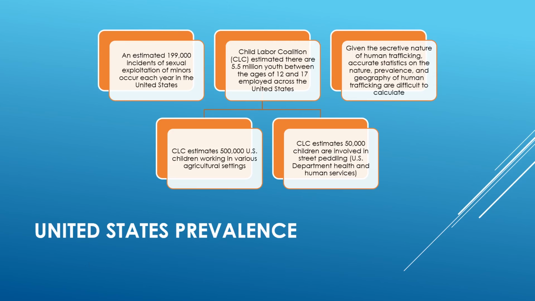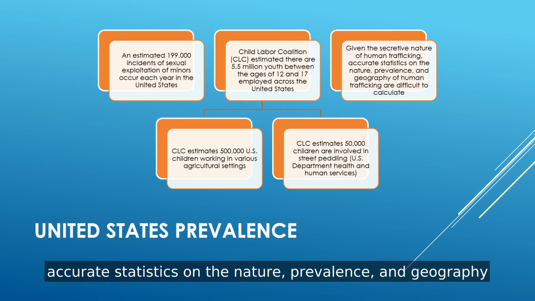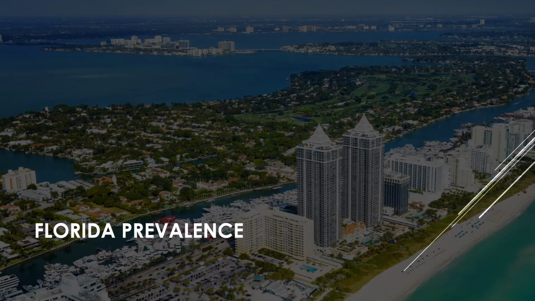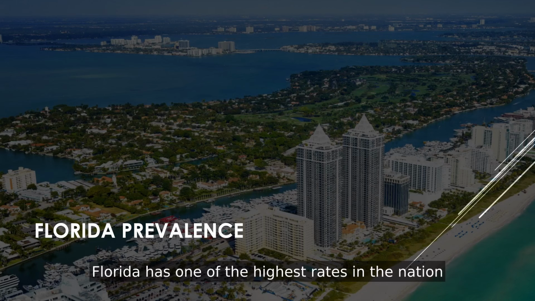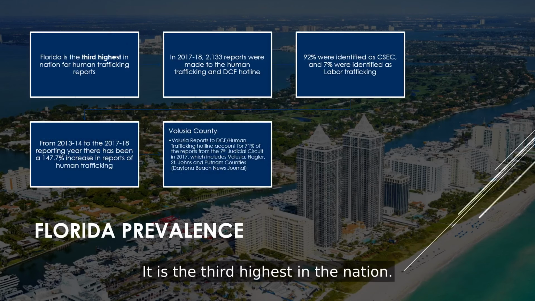Given the secretive nature of human trafficking, accurate statistics on the nature, prevalence, and geography of human trafficking are difficult to calculate. Florida has one of the highest rates in the nation of reported human trafficking. It is the third highest in the nation.